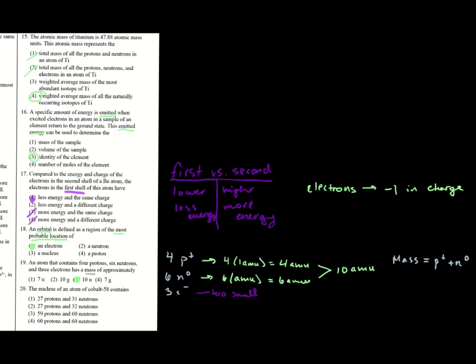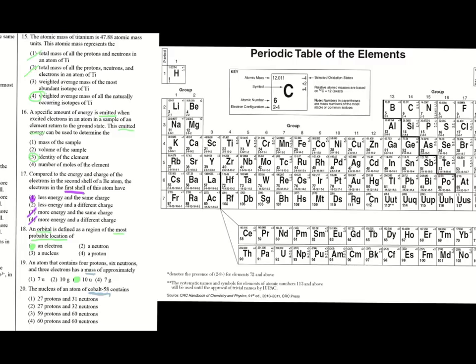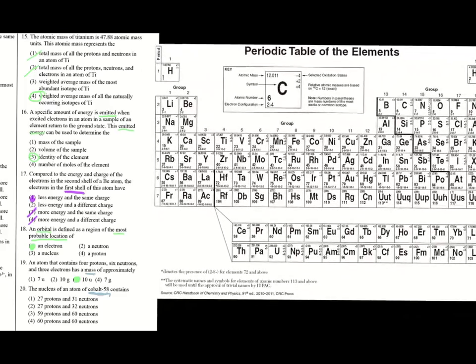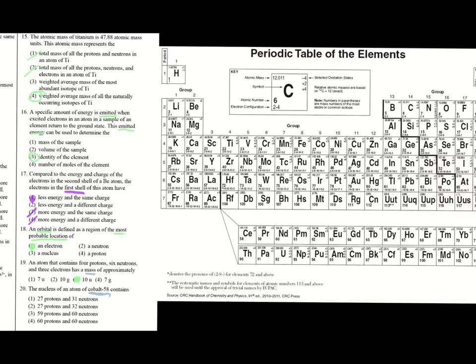Number 20. The nucleus of an atom of cobalt-58 contains what? Alright, so what does this number 58 even stand for? That's the mass number. Again, mass number is protons and neutrons. How do we find the protons? Well, we gotta look it up on the reference table. Here's our reference table. Cobalt is Co, right here. Cobalt's right here. It has an atomic number of 27, so it has 27 protons. So we're looking at choices 1 or 2.